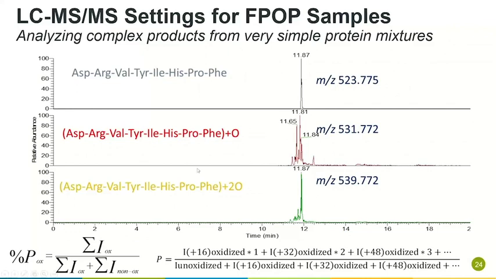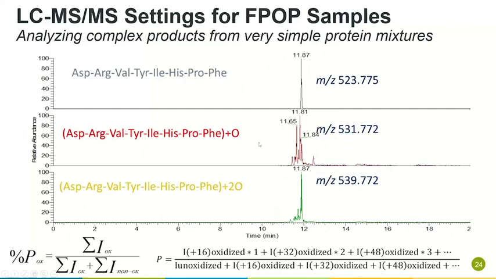However, if you're seeing a significant amount of your peptide that has experienced multiple oxidation events in the same peptide, then it starts to make sense to use a metric that's a little more complicated than percent oxidation. And that metric is the average oxidation events per peptide. It works very similar to percent oxidation, except that the signal intensity for each of these oxidation products is weighted by the number of events it took to make the product.